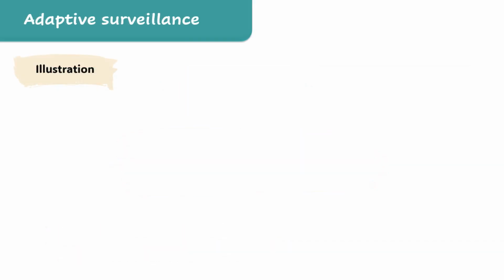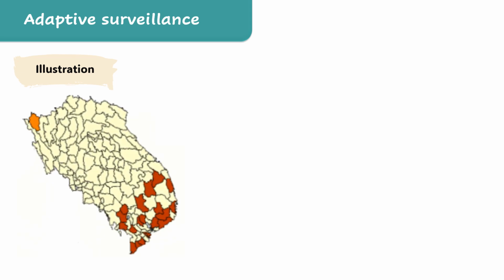Let's illustrate the principle of adaptive surveillance with a fictive example. This map represents the surveillance units of a fictional country. The southern part of this country is regularly affected by cholera outbreaks, whilst the northern part has not been affected by large cholera outbreaks in decades.